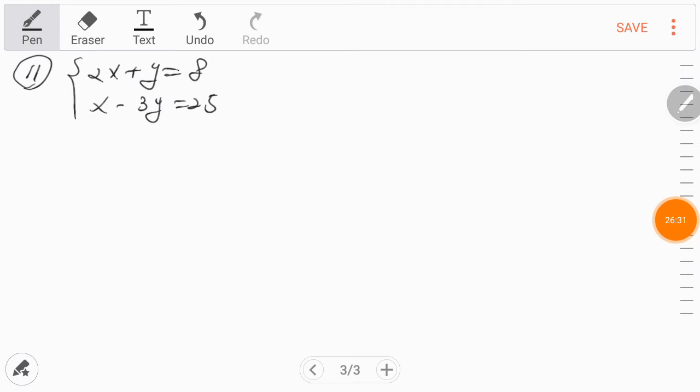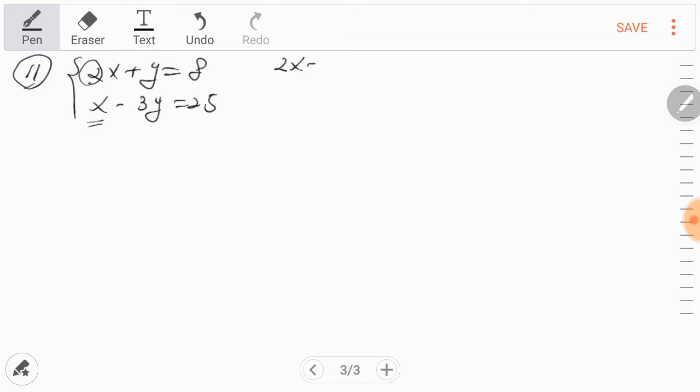Okay, number 11, solve the system of equations. So when we solve it, we can either use elimination or substitution. So in this case, why don't we use elimination? So elimination is fine. So why don't we multiply the second equation by -2? Okay, this is 2, right? So why don't we make this one -2? So we gotta multiply the second equation by -2.